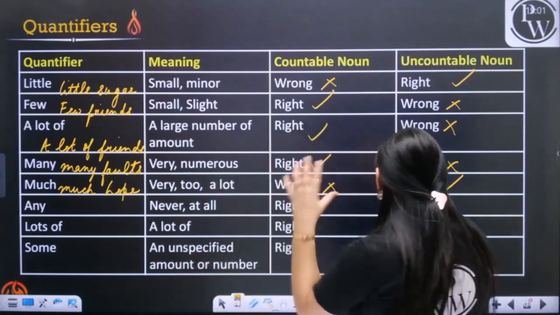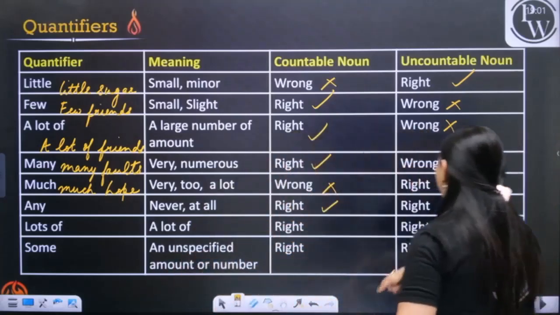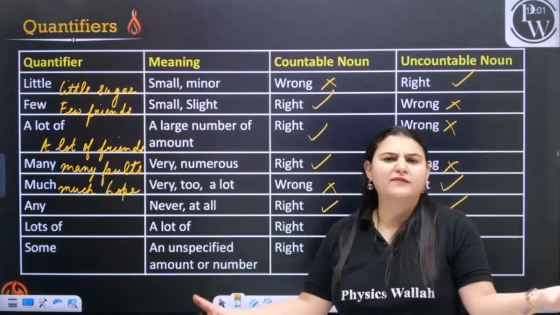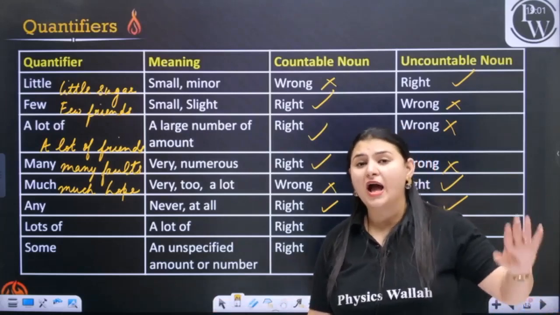Any. Now, any is something that we can use both with countable and uncountable. Any. I do not have any friends. I do not have any sugar. Okay. Do you have any friends?